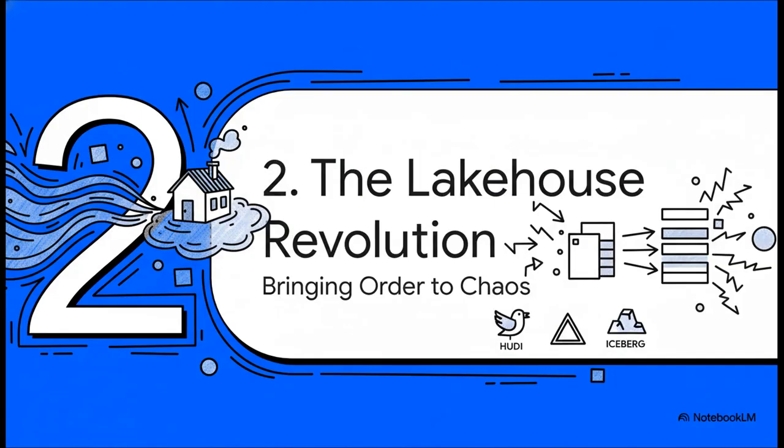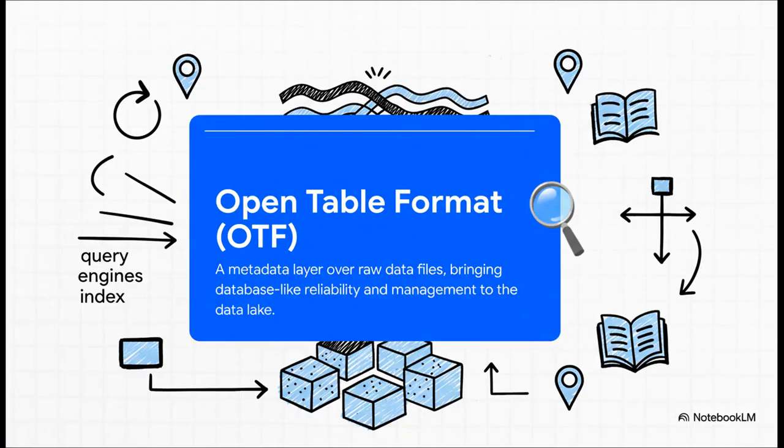So how did we fix this mess? Well, that brings us right to section 2, the Lakehouse revolution. This is all about bringing some much-needed order to all that chaos. The solution was this brilliant invention called the Open Table Format, or OTF. And here's the part that's absolutely crucial to get. An OTF is not a new file format like Parquet or ORC. Nope. Instead, it's an intelligent metadata layer. Think of it like a super smart index or a table of contents that sits on top of all your data files, and it tells your query engines exactly what to read and how to read it.